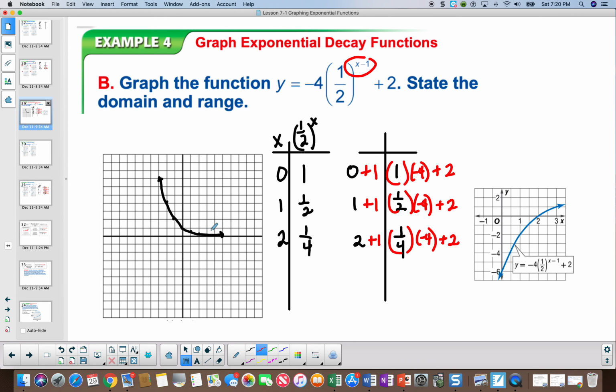So this is going to be the point 1, -2, and then this point is going to be 2, 0. And then this point is going to be 3, and this looks like 1. So I'm going to have 3, 1, and now I can go ahead and graph my curve. And here is the curve right here as well. Here's how I did it, and here is what the answer looks like.